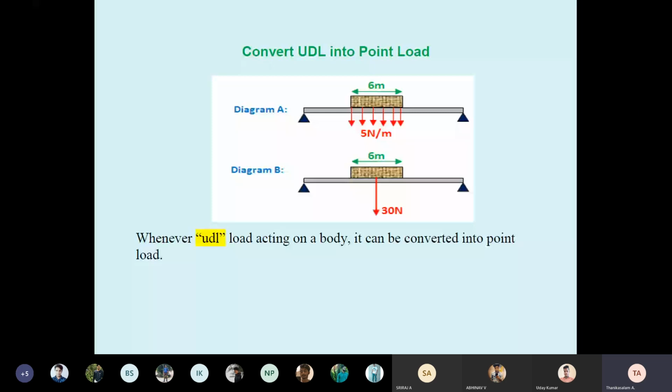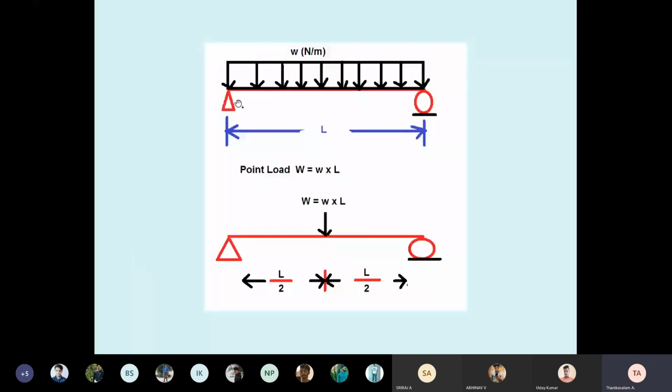See the diagram, this looks like a rectangle. The rectangle has length 6 meter and height 5 Newton per meter. So for this uniformly distributed load, how do we convert to point load? Consider the UDL as a rectangle. So I calculate the point load. Point load is equal to the rectangular area. What is the rectangular area? Length into height. Therefore, L into small w.